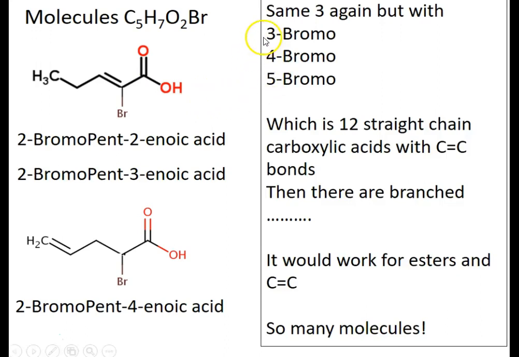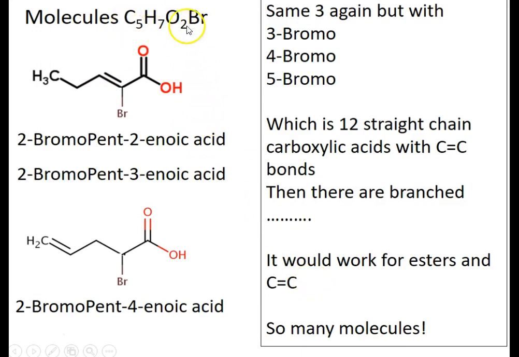Okay, so you can do the same again. You can just move the bromine around. I don't know why I've written 12. Oh, so there's 12 straight chain carboxylic acids with a double bond. Then you can branch them. So you could take this off the end. So instead of being here, you could put it here, and you can have a branched form. And you could also do this with esters. So there's lots and lots of molecules.